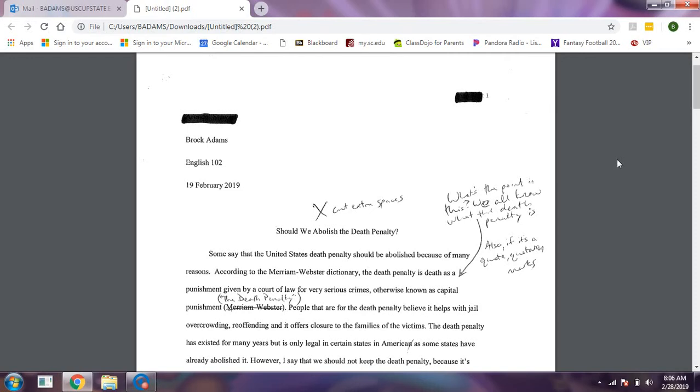Hey everyone, I want to take a few minutes to go through a paper with you guys to point out some errors that this particular client has made, because a lot of them are errors that lots of clients make a lot of times, and it's going to be helpful for you to see those errors in practice and figure out how to fix them.